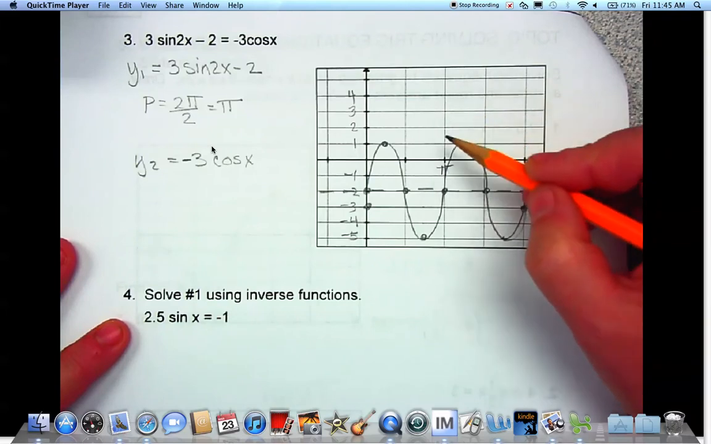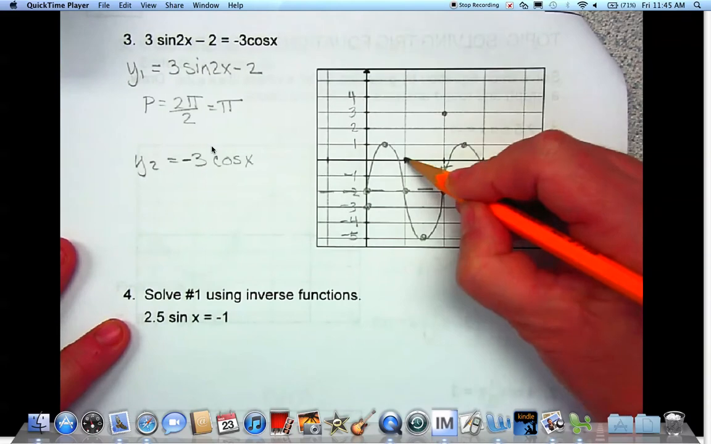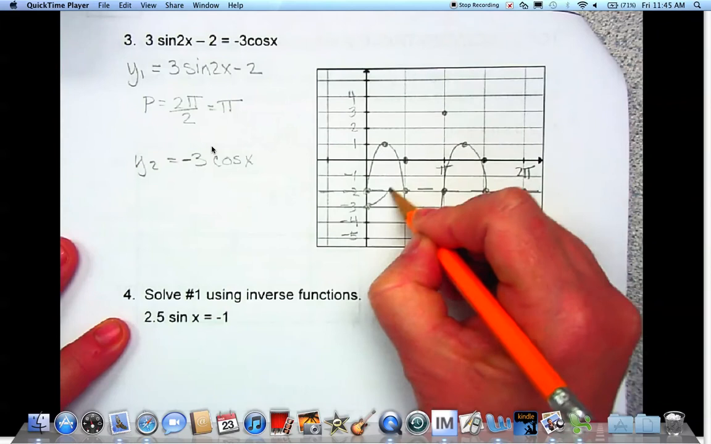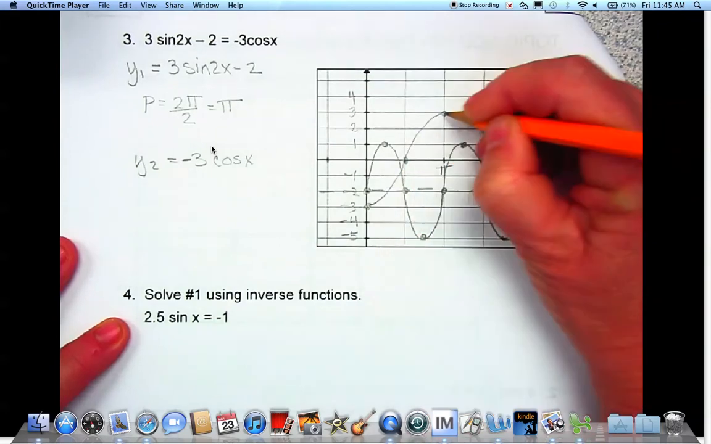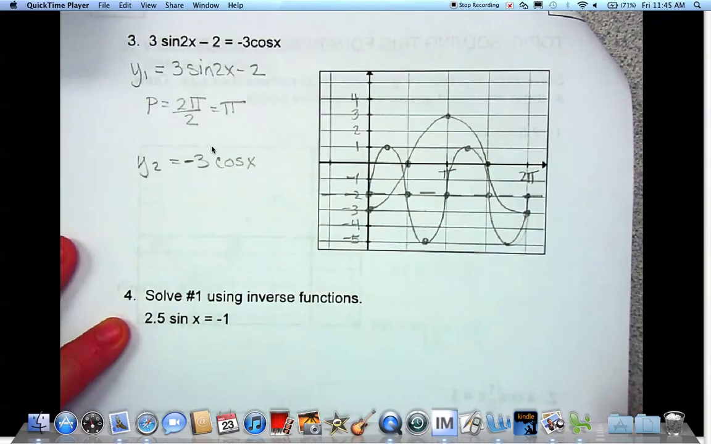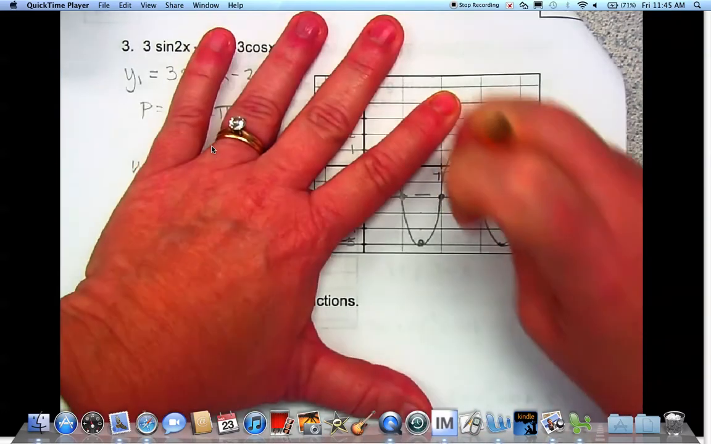At pi, it goes up 3, right? Yes. And then at those marks in between, it's at 0. Showing like one intersection, actually there's 2. This looks like it intersects right here, but it doesn't.